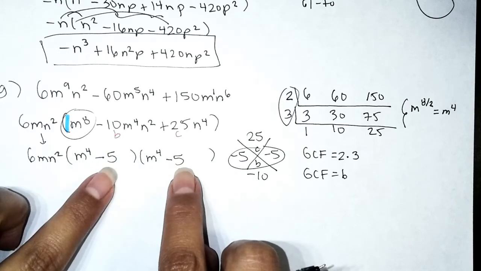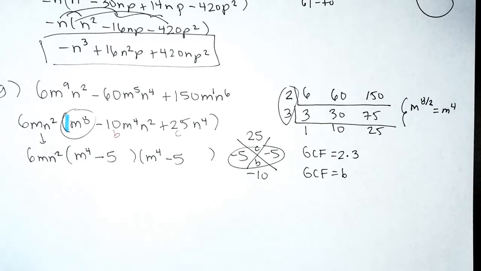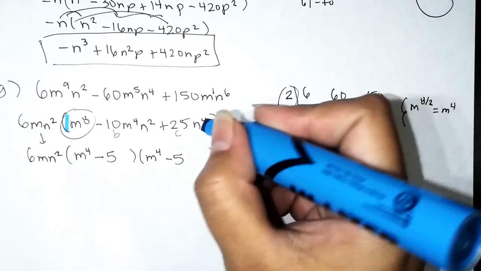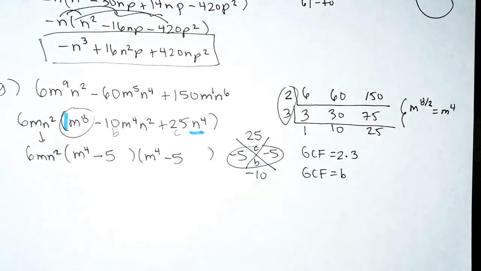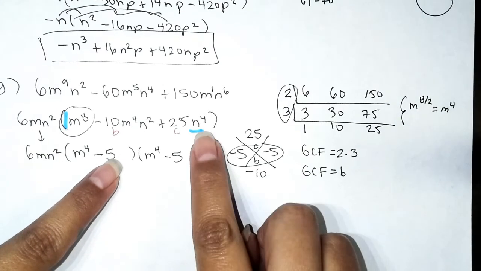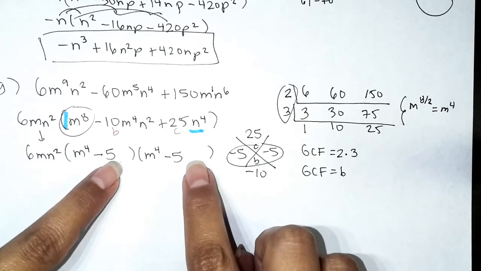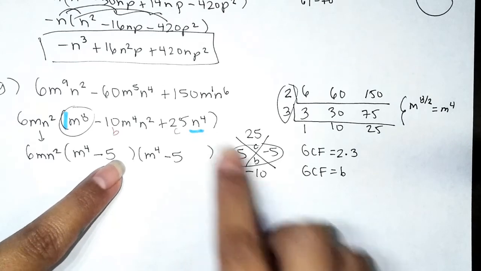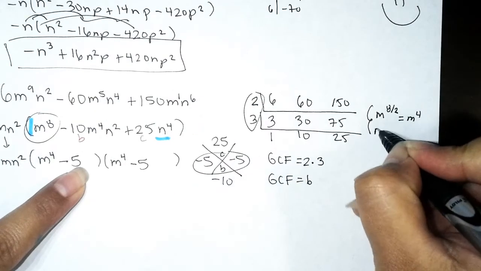The product of the last terms gives us 25, but we want 25 times n to the 4th, so we're missing some n's. So I'm like, are we going to do variable times itself? No, because n times n is n squared. So again, because we want two factors, just take that exponent and divide it by 2.